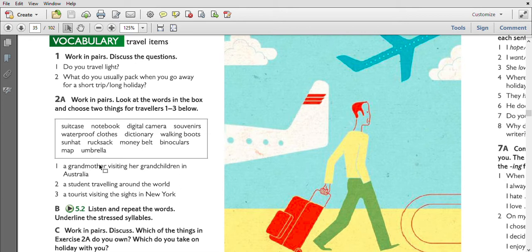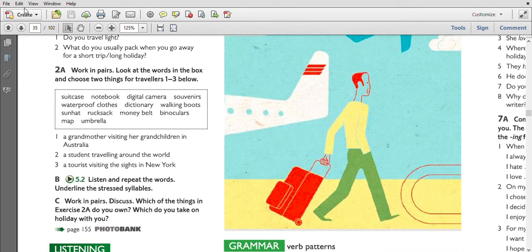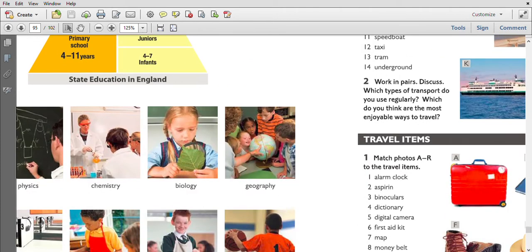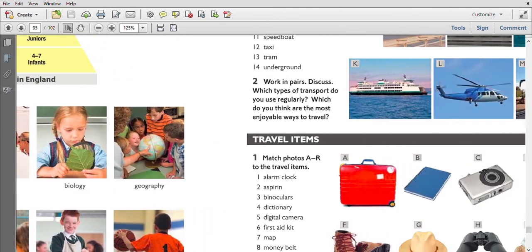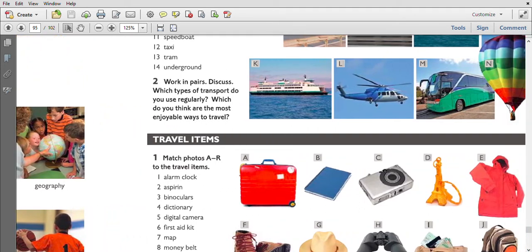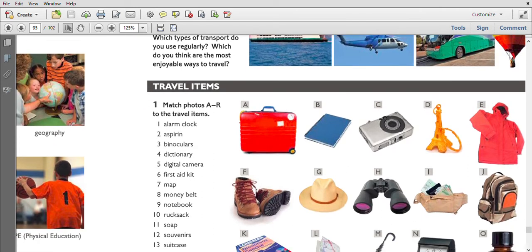So listen and repeat the words. We will do it later. And now let's open the vocabulary photo bank, travel items. Let's see what we have here. Exercise 1. Match photos A to R to the travel items.